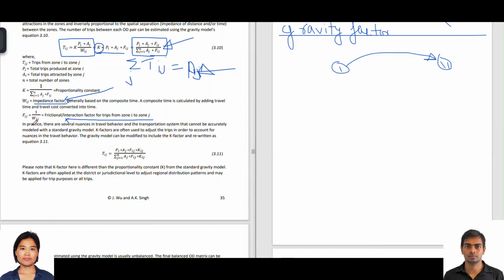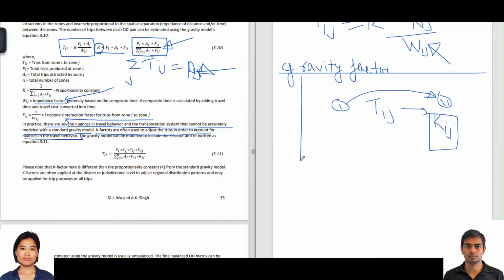In practice, as written here, there are several nuances in travel behavior and the transportation system that cannot be accurately modeled with a standard gravity model. Hence, a K factor is often used to adjust the trips in order to account for these nuances in travel behavior. So for each trip between origin and destination, let's say Tij, we have a calibration factor called Kij. This Kij is different than this constant here. This Kij is a calibration factor for each trip to account for nuances in the travel demand model that cannot be captured based on the gravity model.